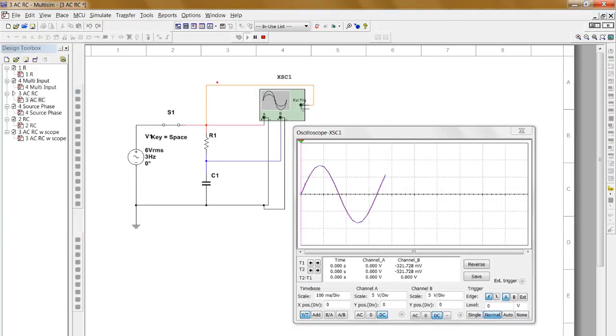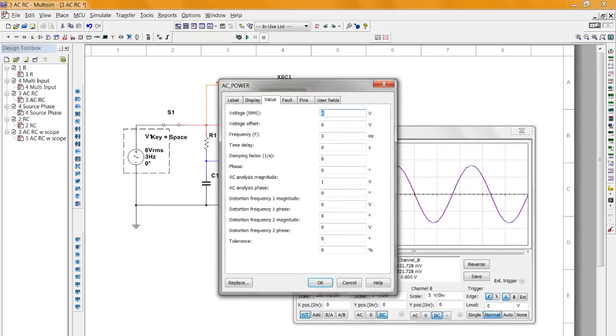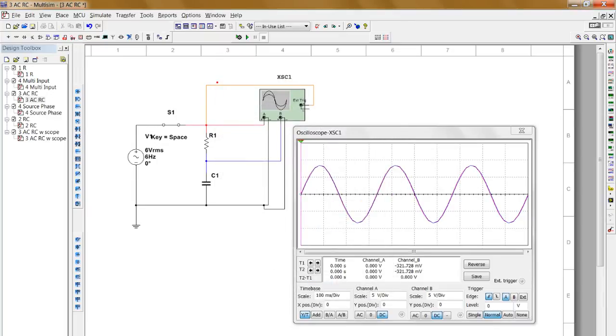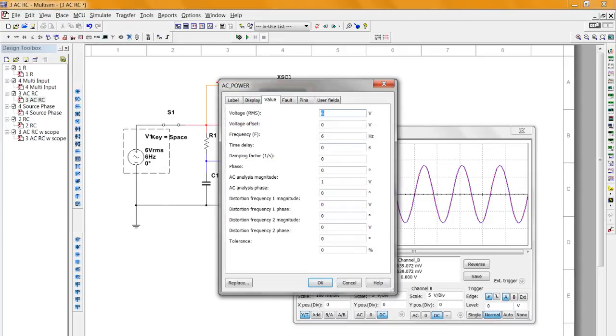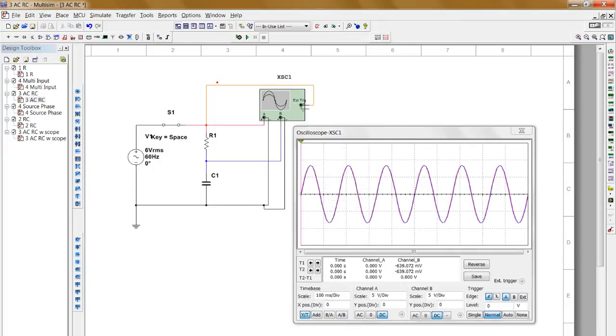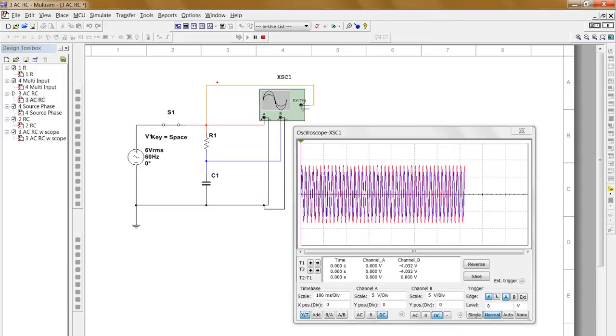They're still right up on top of each other. They're a little bit off, but I'm going to go a little bit farther now. Let's take it up to 6 hertz. Oh, they're still on top of each other. This is exciting. Will we ever get them off? Let's go up to 60 hertz. That'll show it. Now I can't even tell.